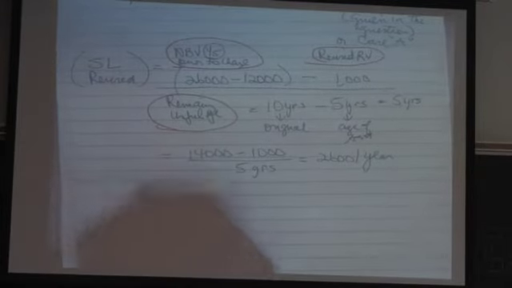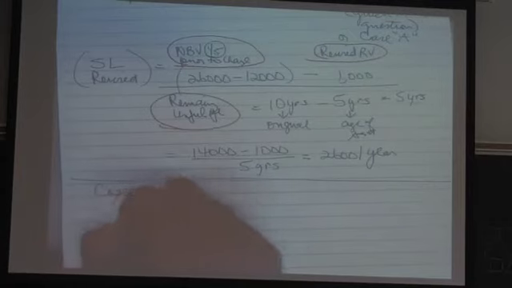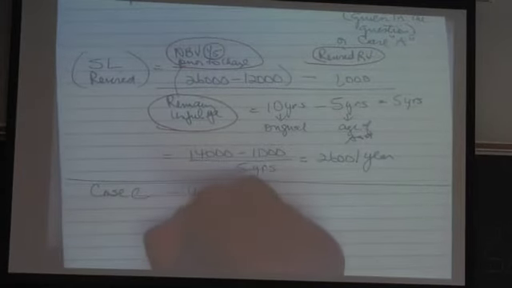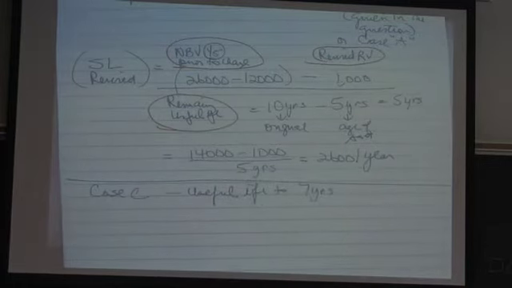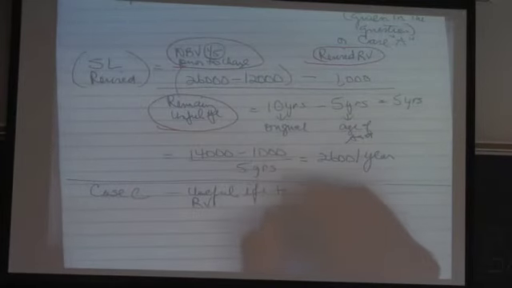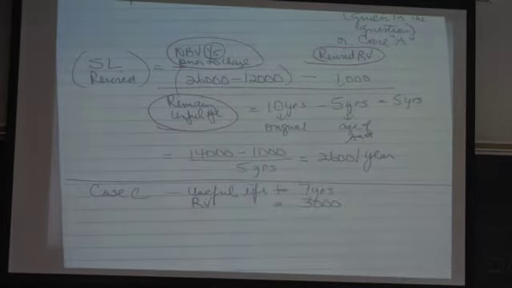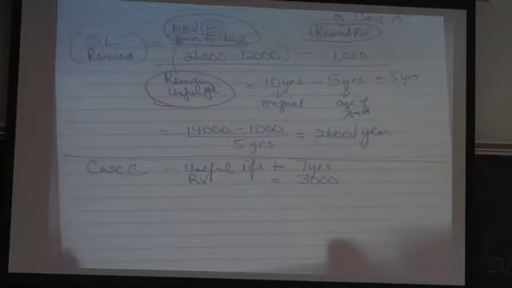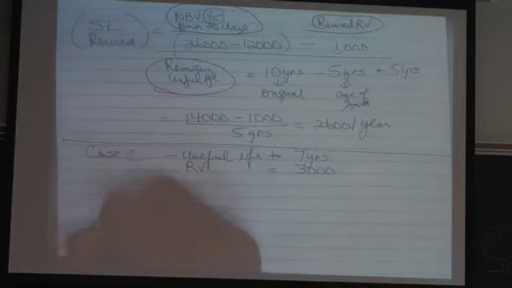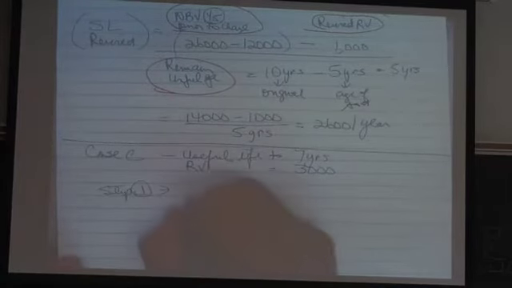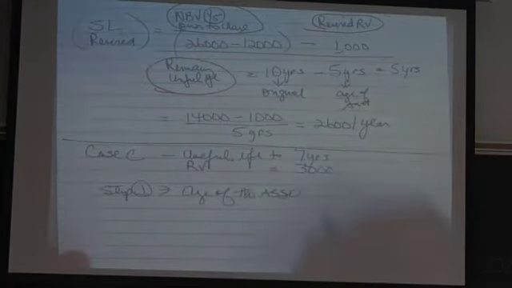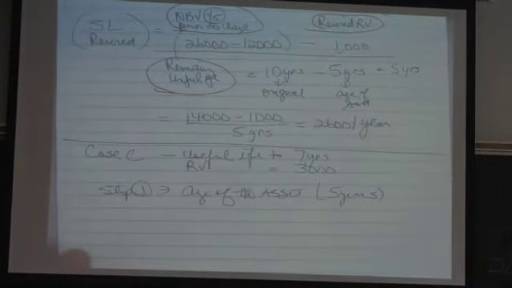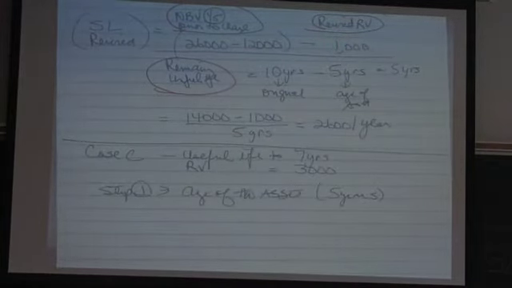Now in case C, here's what happened. In case C, they changed the useful life to 7 years, and the residual value was also changed to $3,000. So step 1 is the age of the asset, which we know is 5 years, right? So we always want to calculate the age of the asset, and we know that it's 5 years.